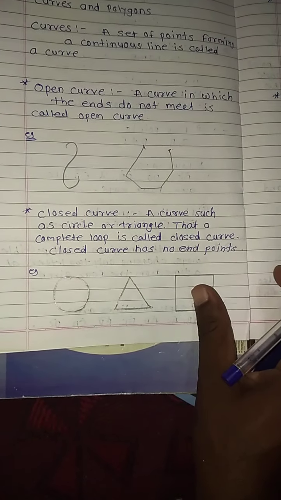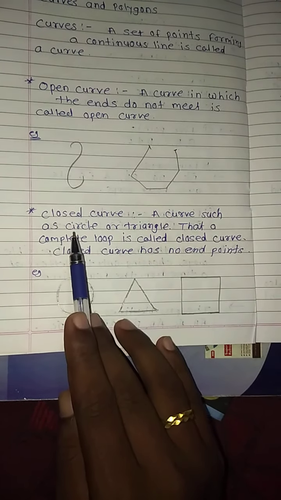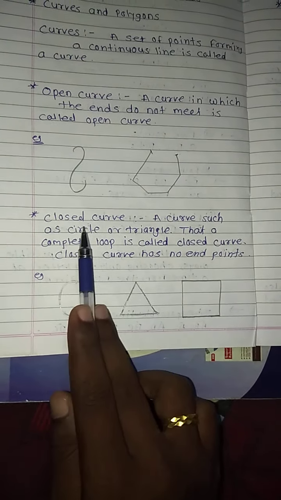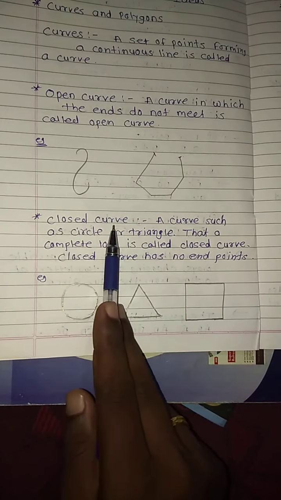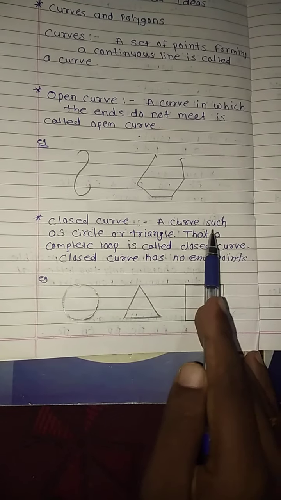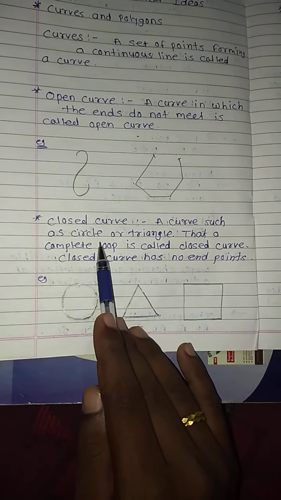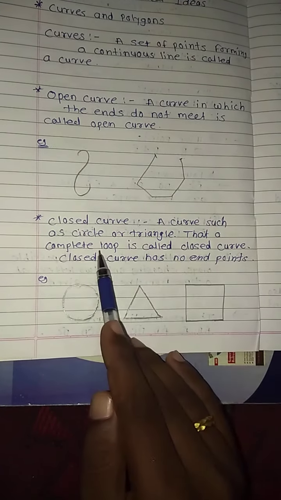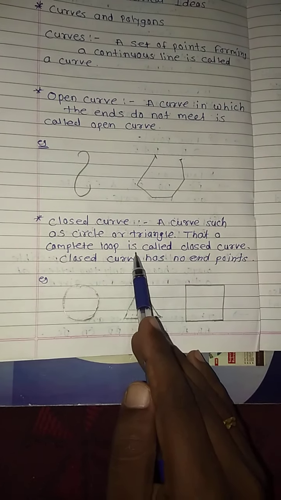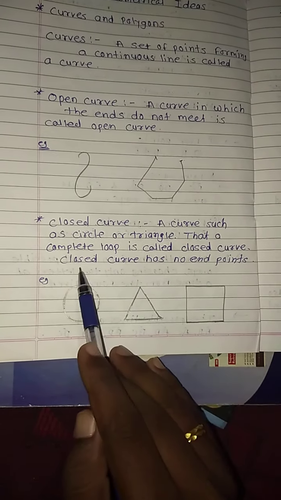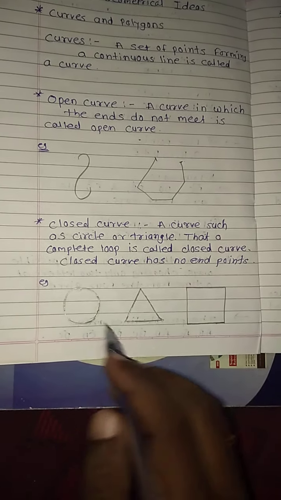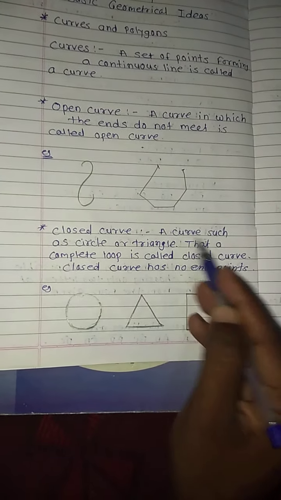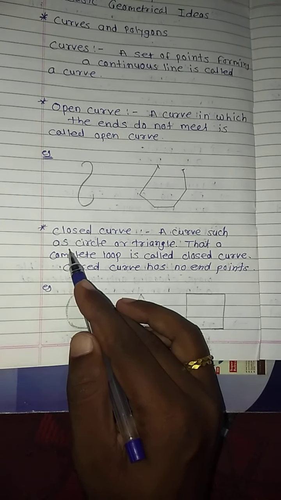Now we are moving toward the next point, closed curve. Now we are going to discuss the closed curve. What is meant by a closed curve? A curve such as a circle or a triangle that completes a loop is called a closed curve. A closed curve has no end point. You can observe a curve such as a circle.